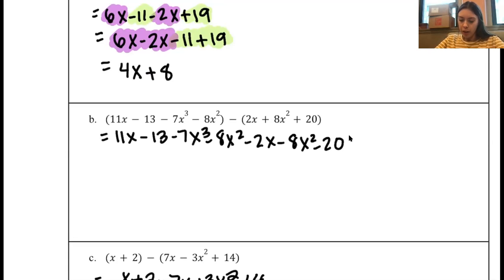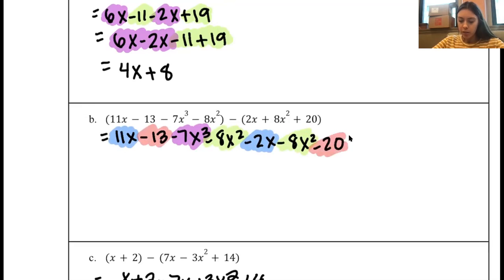And then I'm going to highlight the like terms. When I actually do this, I like to do them from highest degree to lowest degree because it helps you classify the polynomial a little easier. So we first have negative 7x cubed, and this is the only one that has an x cubed, so it doesn't have any like terms. So there won't be any changing with that negative 7x cubed. Next, I'm going to highlight the x squareds. So I have a negative 8x squared and another negative 8x squared. I'm going to highlight the x's. So I have 11x and a minus 2x. And then finally, I will highlight the constants.